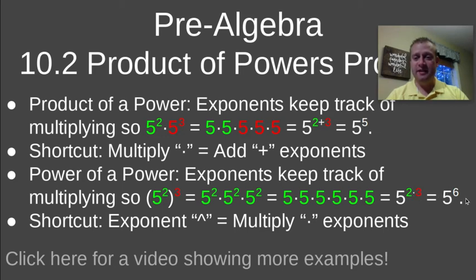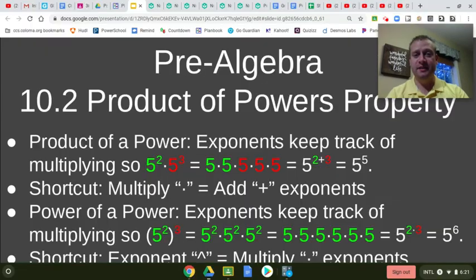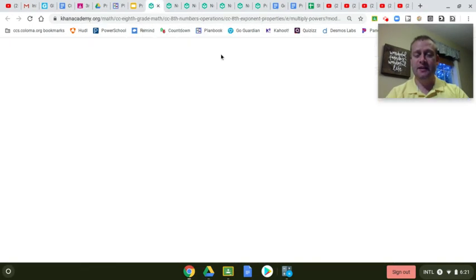So how could we get to that 6 a little faster? Simply multiply the exponents. Let's take a look at 2 Khan Academy problems.